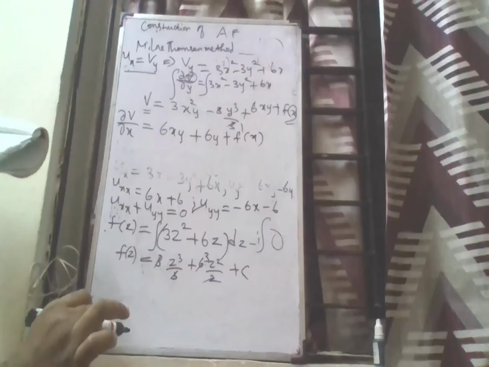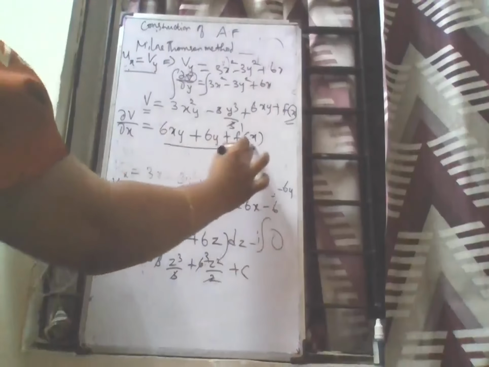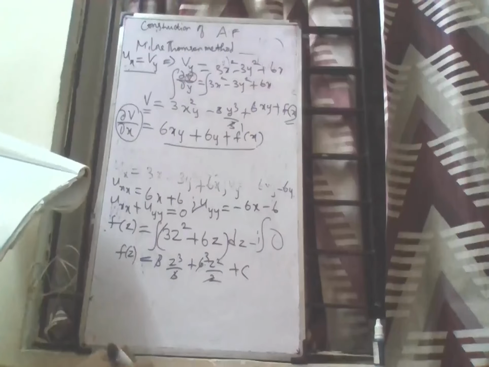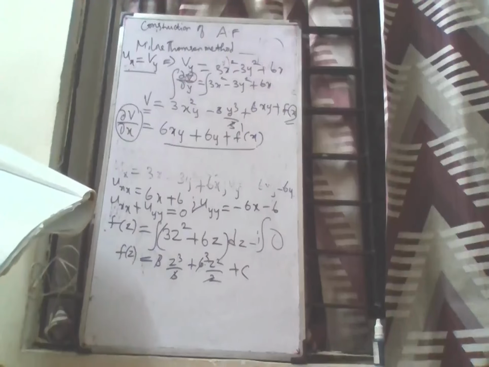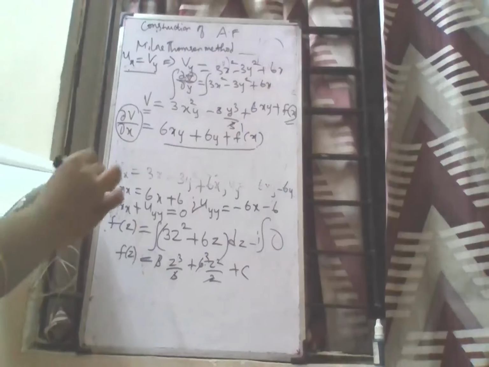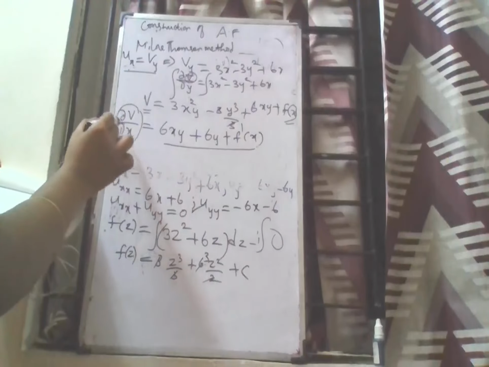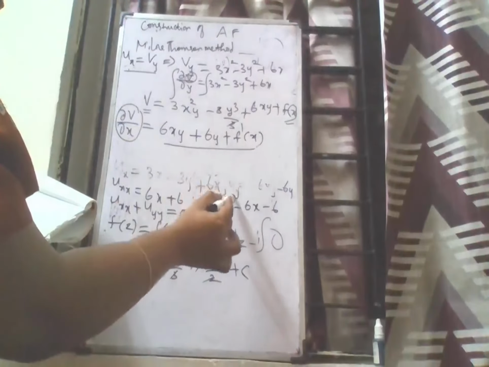Well and good. Now keep this as it is. What is Vx? Where is our Vx here? Or otherwise, what will be the value of Vx? Ux equal to Vy, Uy equal to minus Vx, isn't it? The second equation, CR equation. So Vx will be equal to minus of Uy.